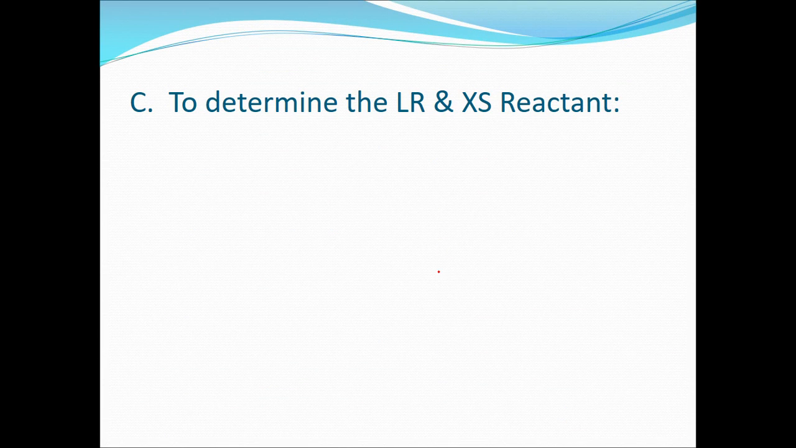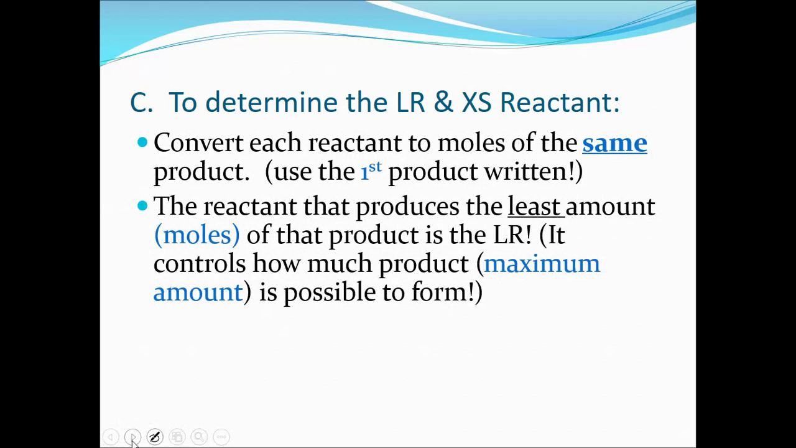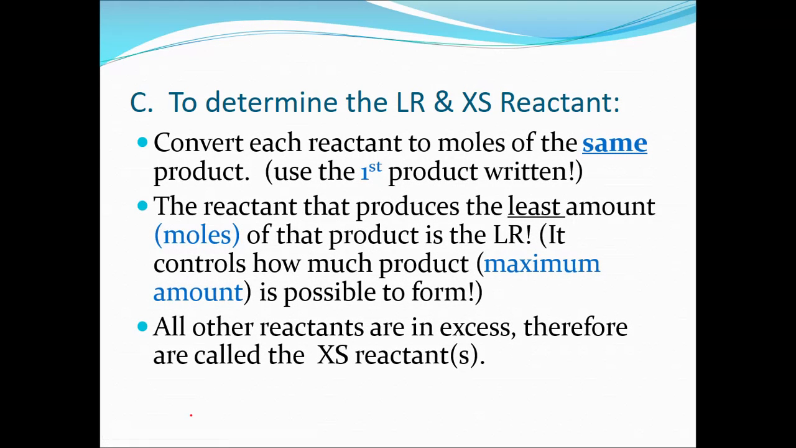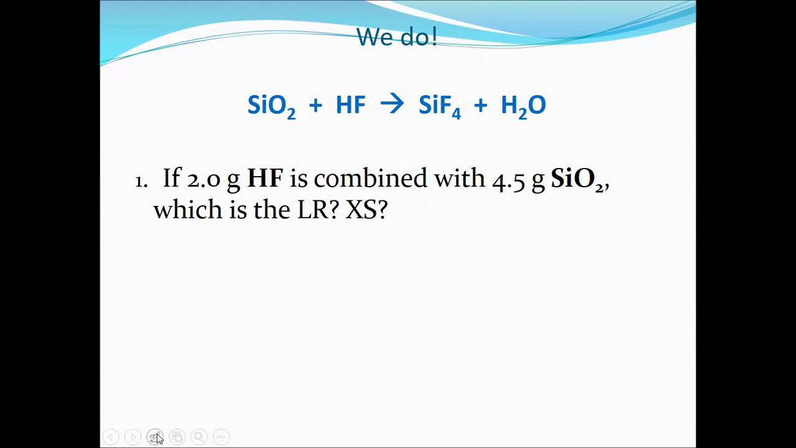So in our last lesson, I introduced you to the concept of limiting reactant. The last thing we ended on was how do we find the limiting reactant? You already have this copied down, but what we said you have to do is convert each reactant to moles of the same product. Always use the first product. The reactant that produces the least amount of moles is your limiting reactant. All other reactants are excess reactants. So let's look at some actual examples.